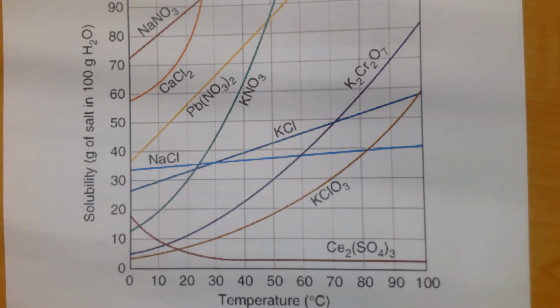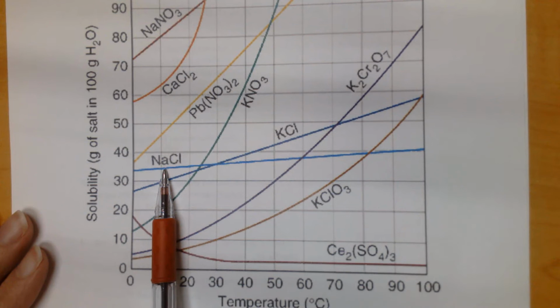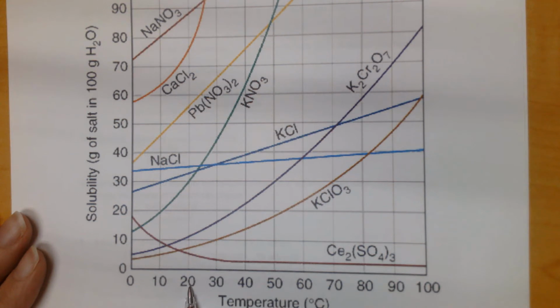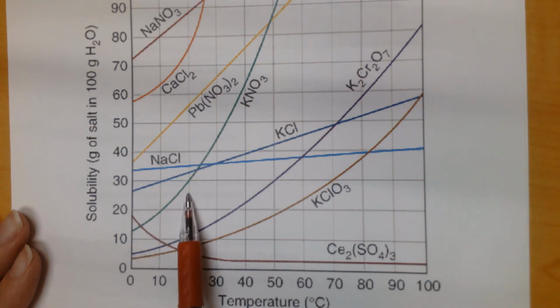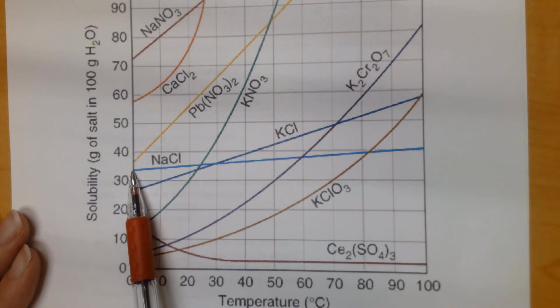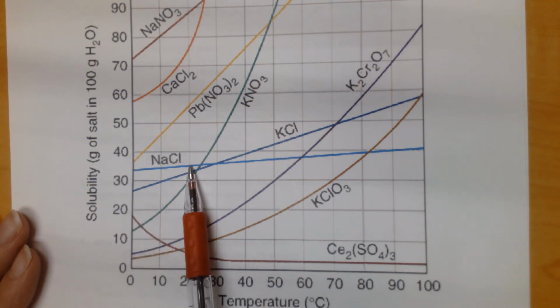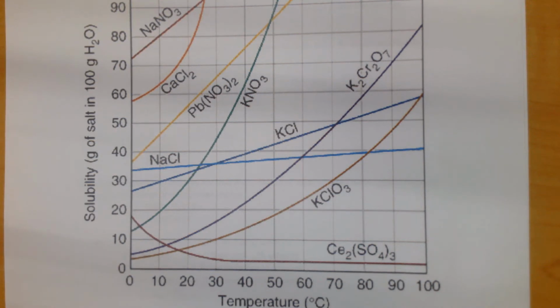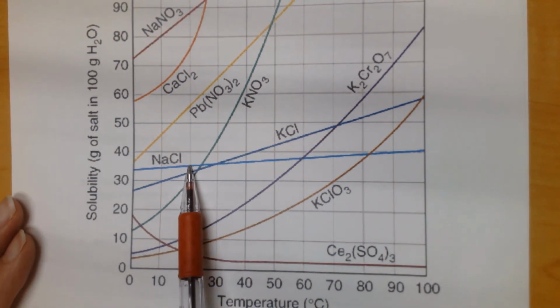So for example, let's look at NaCl. This is all in terms of 100 grams of water. At room temperature, we'll say about 20 degrees Celsius, what is the solubility of sodium chloride? If we look up, this line right here represents the solubility of NaCl. So if we go up to 20 and we land here, we're about halfway between 30 and 40. It looks to be about 35. What that means is at 20 degrees Celsius, we can dissolve about 35 grams of salt into 100 grams of water. So that's 35, again, as our estimate there.